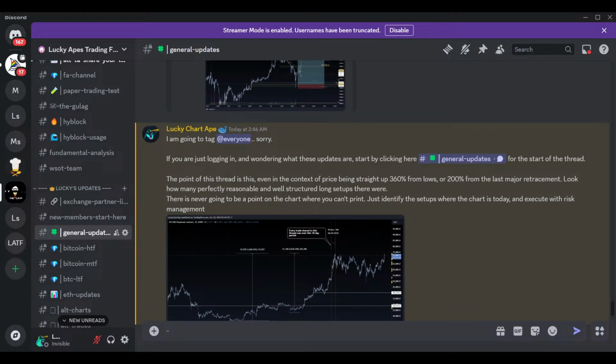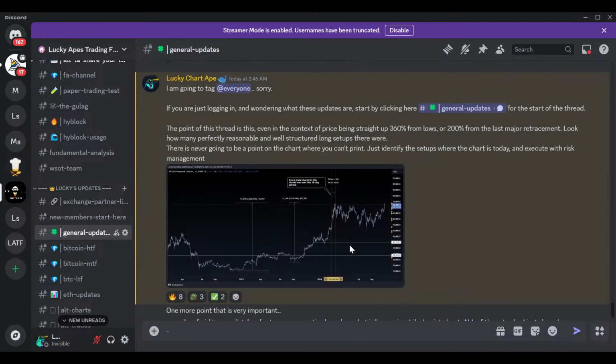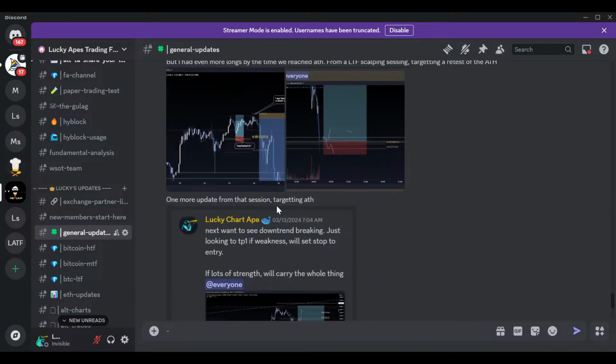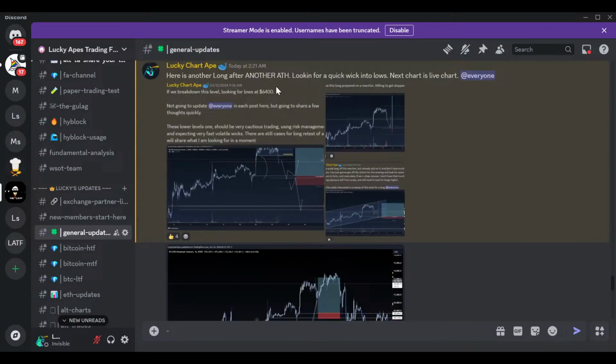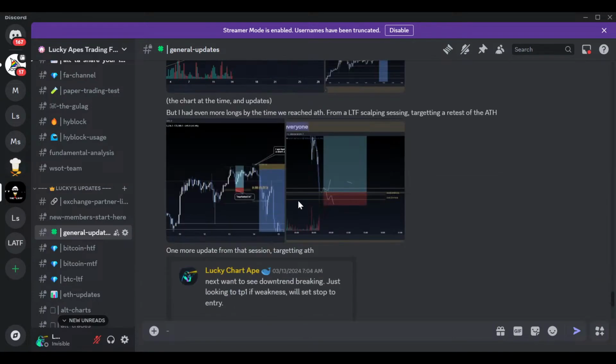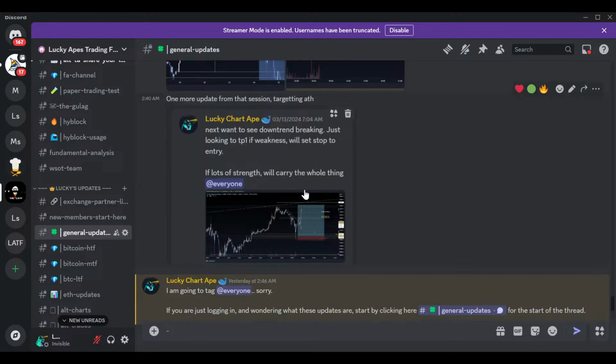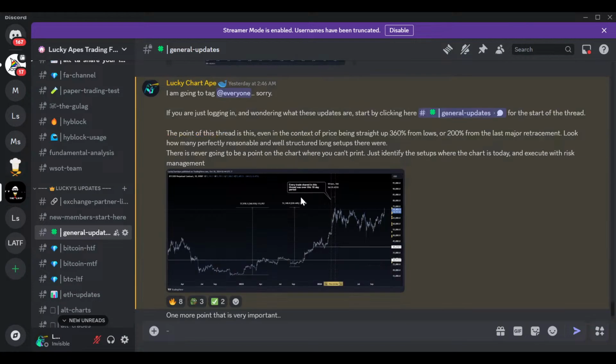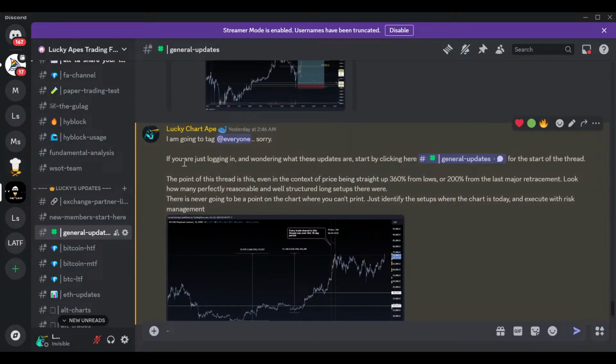And we're going to get to the live chart in one moment. So I said, I'm going to tag everyone. I say sorry because I don't want to spam people with too many tags. But people have members request that I just tag so they know the post is there. I said, if you're logging in and wondering what these updates are, start by clicking here. That takes you to the start of the thread.